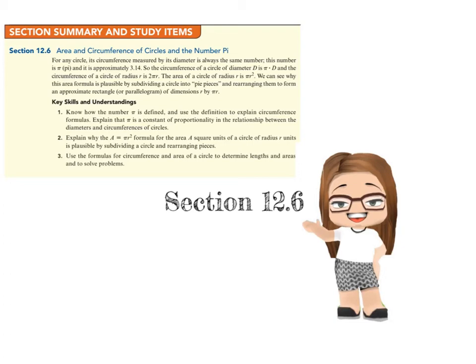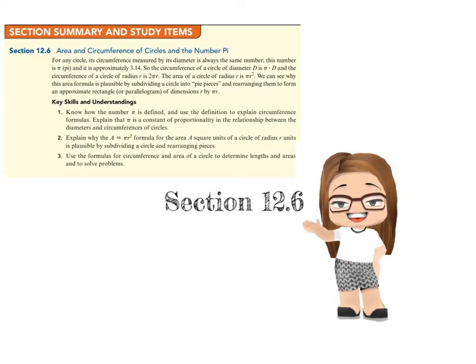Hello and welcome to today's video on section 12.6, area and circumference of circles and the number pi. I am Mrs. O'Brien. For any circle, its circumference measured by its diameter is always the same number. That number is pi. In other words, the ratio of the circumference of a circle to its diameter will always be pi. We use pi in many of the calculations we do for circles.